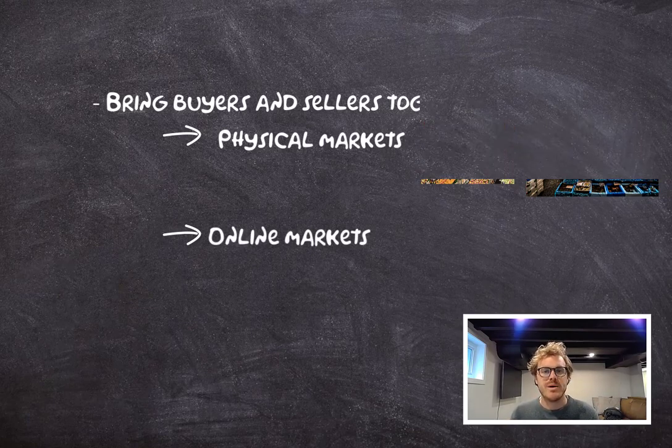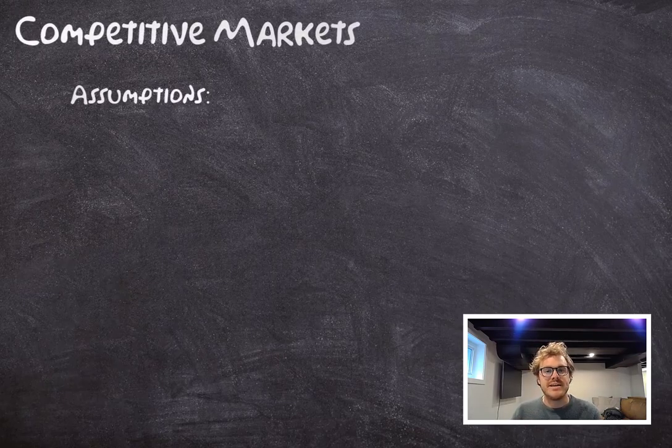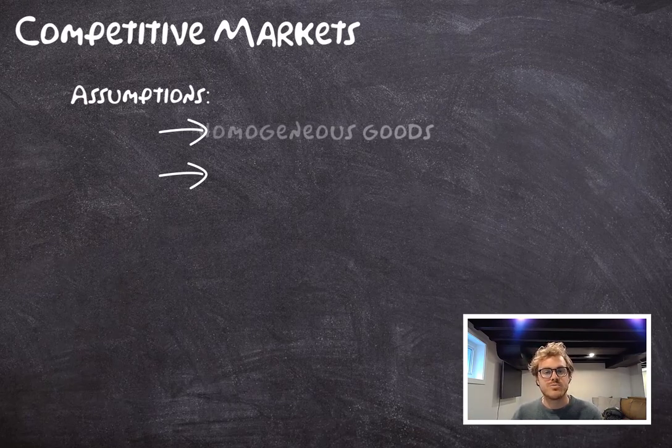For now, we're going to assume that markets are competitive. That is, markets are going to be characterized by many buyers and many sellers, and each of these buyers and sellers has a negligible effect on price. In particular, we're going to make the following assumptions. One, all the goods are homogeneous, or all the goods are the same. There's no differences in quality between one seller's product and another's.